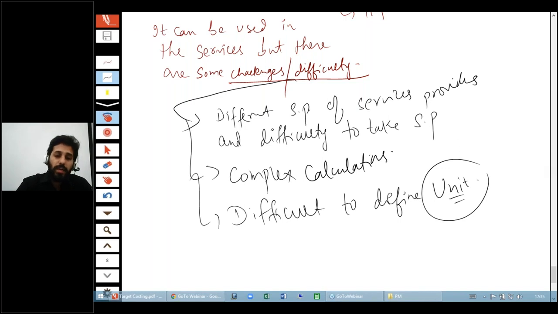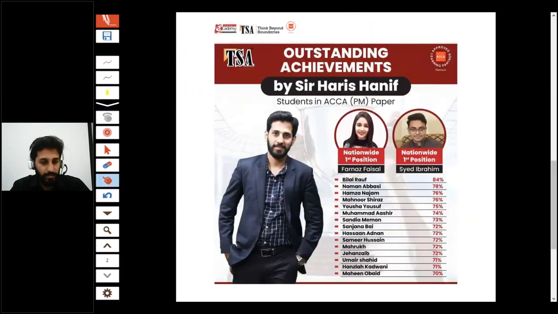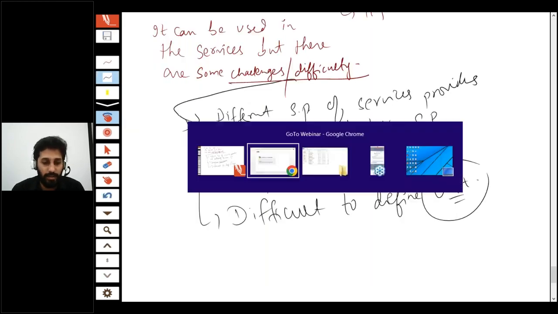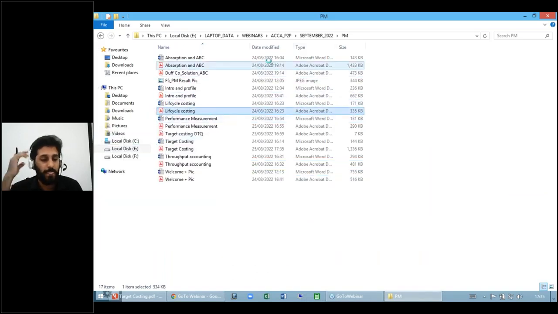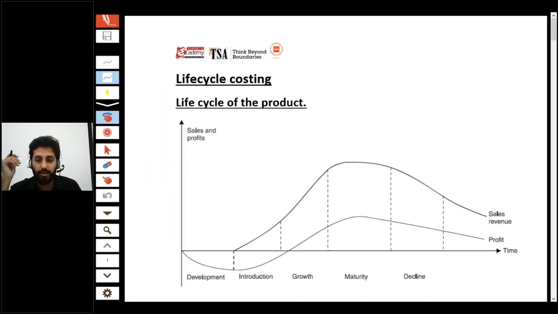Right now, we have completed the topic of target costing. We completed the topic of activity based costing yesterday, and now I am going to start with another topic, and that is life cycle costing. So here I am opening this life cycle costing. As you have this in your handout section as well. This is the life cycle costing.